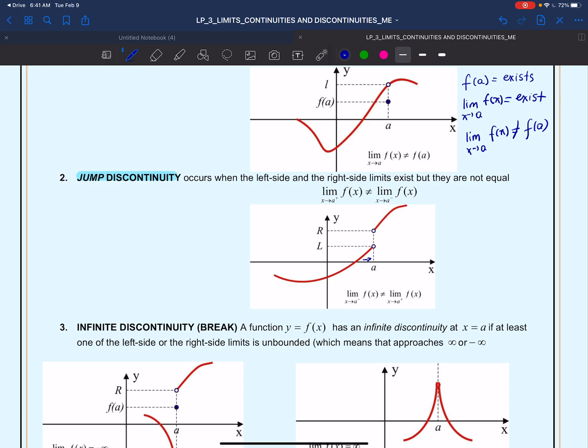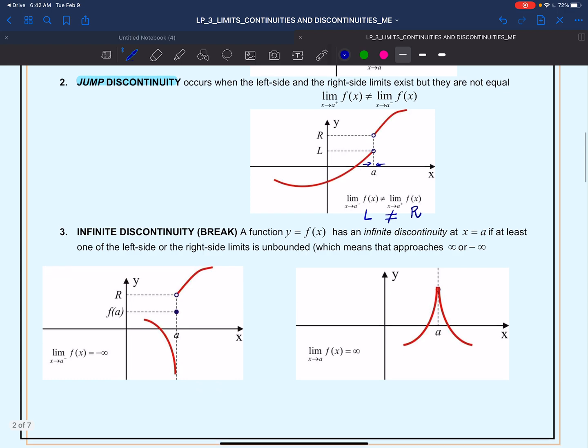Now, in a case like this, we're going to say that if you approach x equals a from the left and the right hand, you will see that the limits are different. The limit as x approaches a from the left would be equal to L. The limit as you approach x equals a from the right would be equal to R. So the left and the right hand limits are different in value. They exist, but they're different in value. And that causes the function to experience a jump in the y values. Okay, so f of x is jumping.